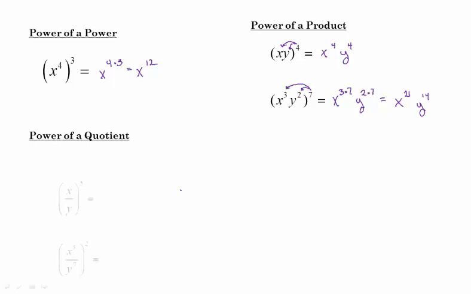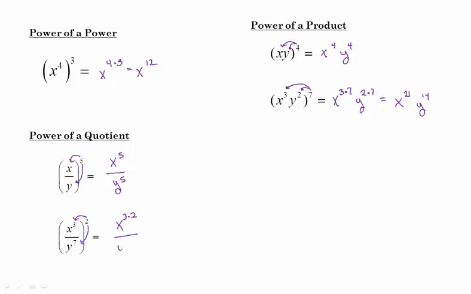Next, I can have a power of a quotient. So I distribute in this 5, and I'll have x to the 5th, y to the 5th. And here I already have exponents, so again I'm going to distribute in, but I'm going to multiply. I'll have x to the 3 times 2 over y to the 7 times 2, which gives me x to the 6th over y to the 14th.